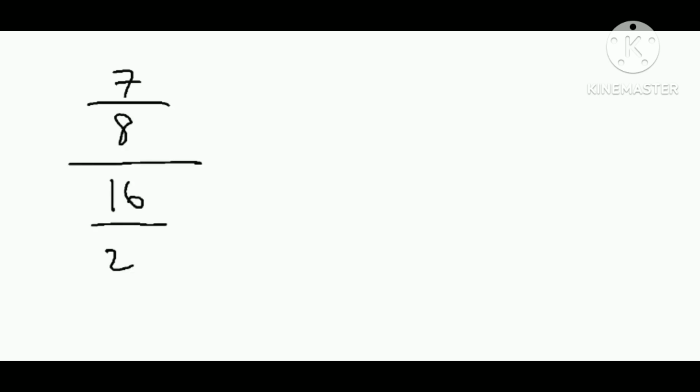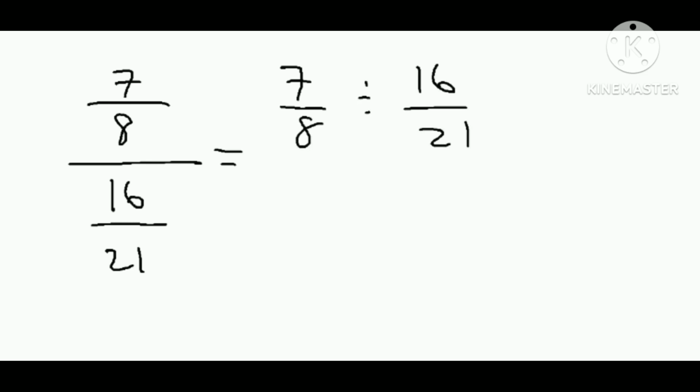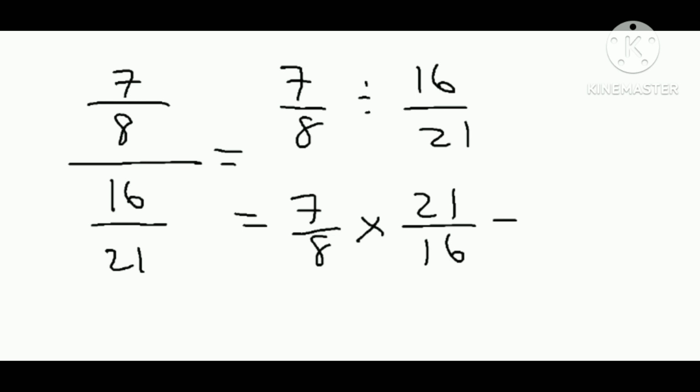Now let's say if you get a fraction that looks like this, 7 over 8 divided by 16 over 21. Rewrite it as 7 over 8 divided by 16 over 21. And then using keep, change, flip, this is the same as 7 over 8 times 21 over 16. So there's nothing we can cancel here. 21 can be broken into 7 and 3, and there's no 3 in 16 or 8. So therefore, we have to multiply across.